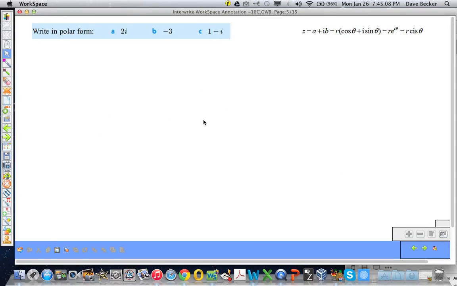So let's try some things. We need to write this in polar form, and I have copied and pasted from what appears on your formula sheet. So I want to focus on this, r cis theta. So let's take a look at A. Okay, so for number A, they're asking us to write 2i in polar form. Well, what does 2i look like?